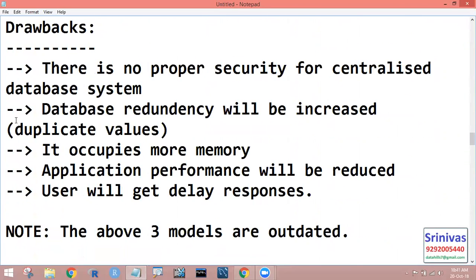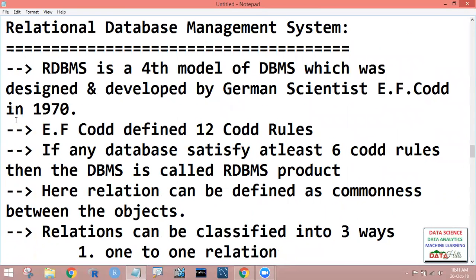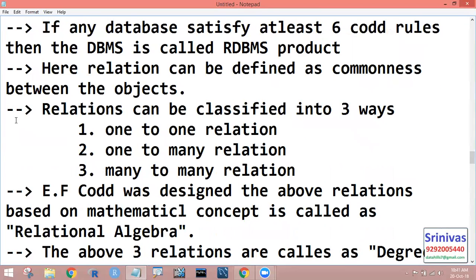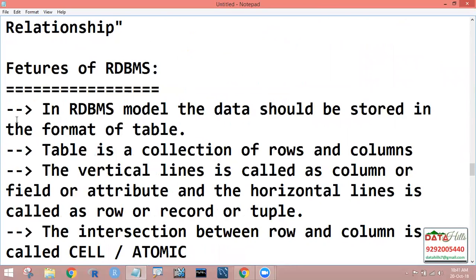These 3 models are outdated. The database we are presently using is called the 4th model of DBMS, that is relational database management system. We discussed what a relational database management system is, who developed it, what he defined, how we say a product is an RDBMS product, what a relation is, how the relation is classified, from where it is designed, and what the features of the relational database management system are.